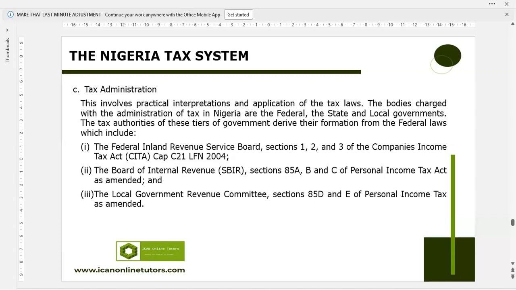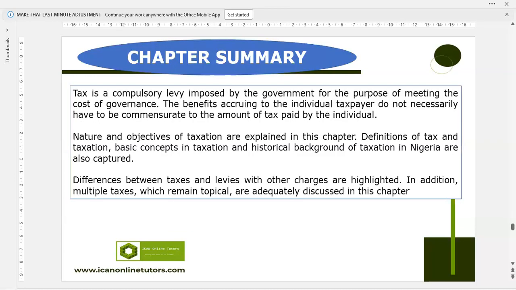So all these are legally backed. For the FIRS, we have sections 1, 2, and 3 of the Companies Income Tax Act. For the State Board of Internal Revenue, we have sections 85A, B, and C of the Personal Income Tax Act as amended. For the Local Government Revenue Committee, we have section 85D of the Personal Income Tax Act as amended. So this is a brief of the Nigerian tax system. We have the tax policy, the tax administration, then the tax laws.